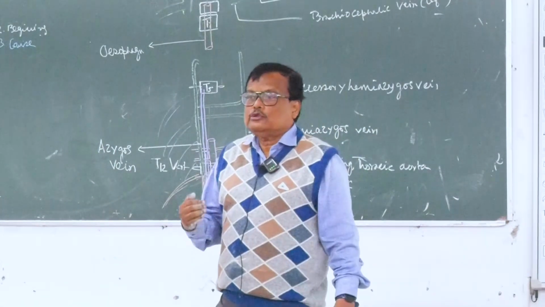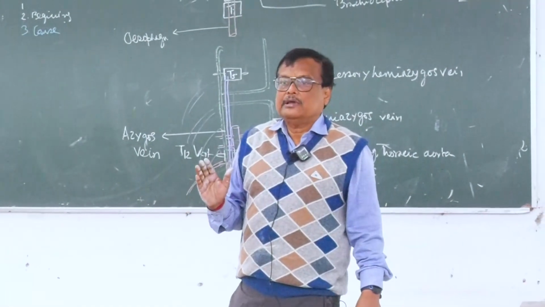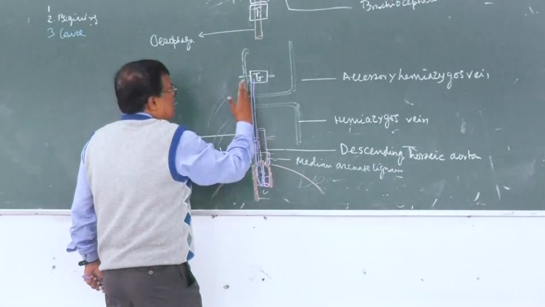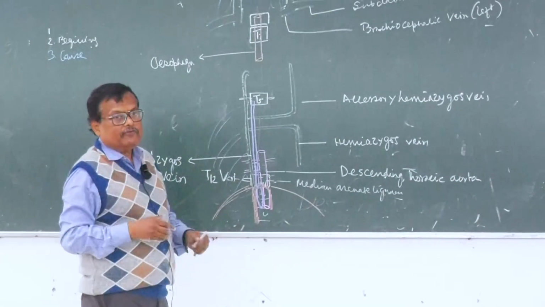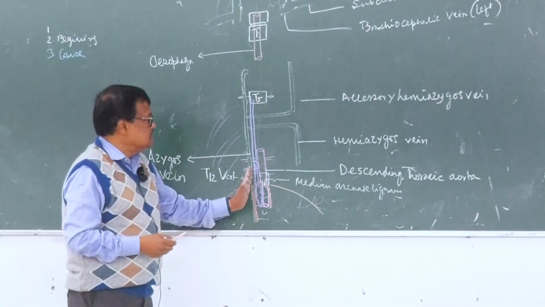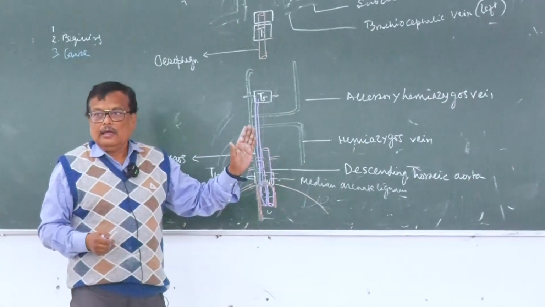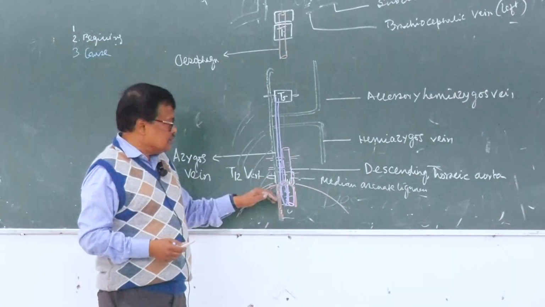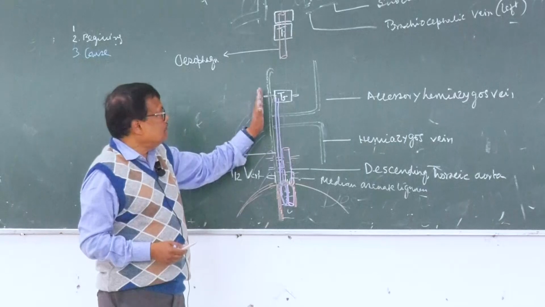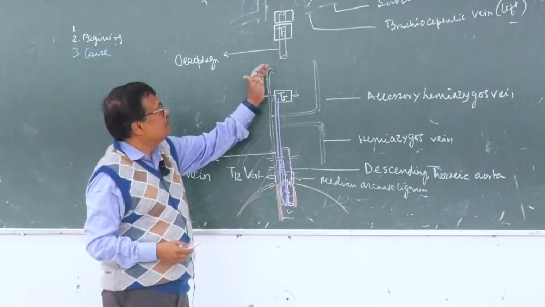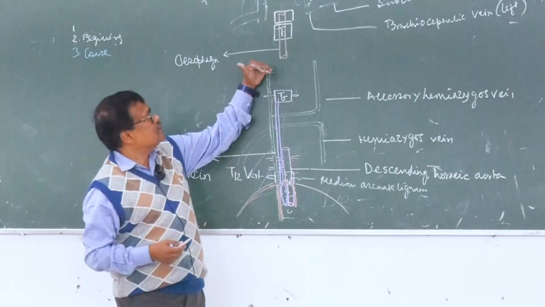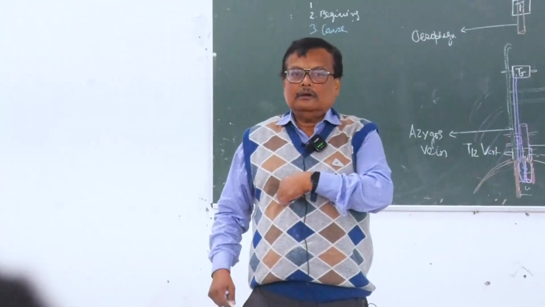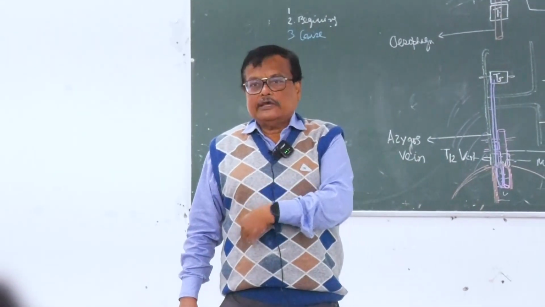I have told you that in the thorax two venous systems are present. This is the azygous vein, a single vein draining the intercostal spaces. It starts from the abdomen and goes up, and at the level of the T4 vertebra, arching in this fashion, it drains into the superior vena cava. A single vein, only present on the right side, the azygous vein.